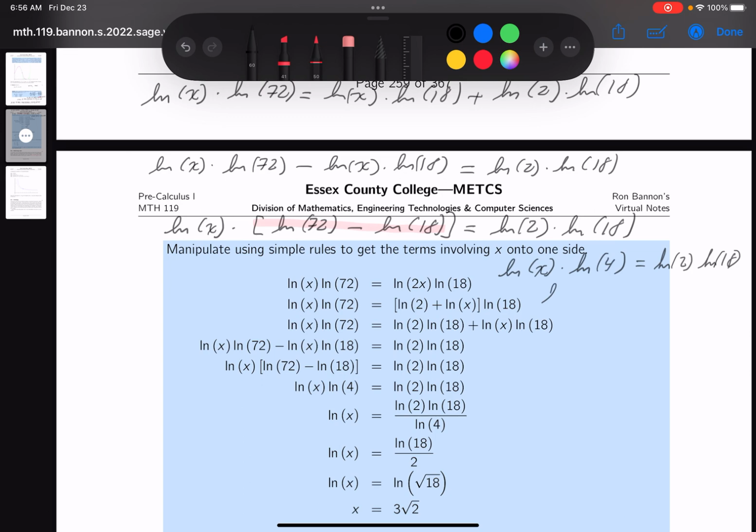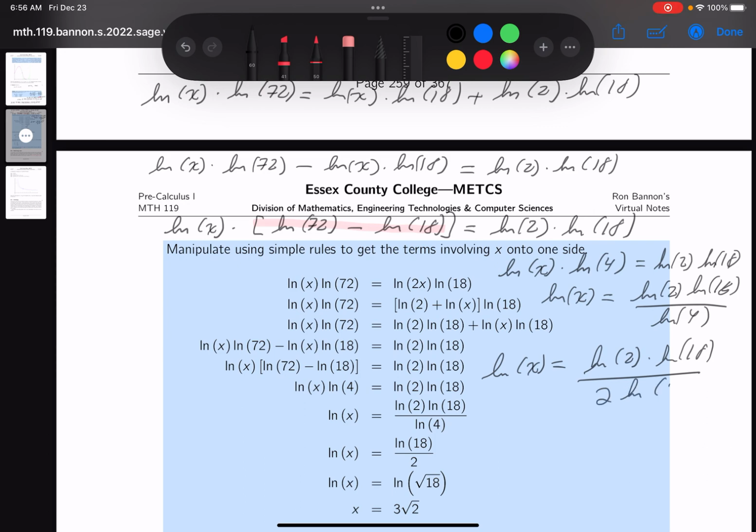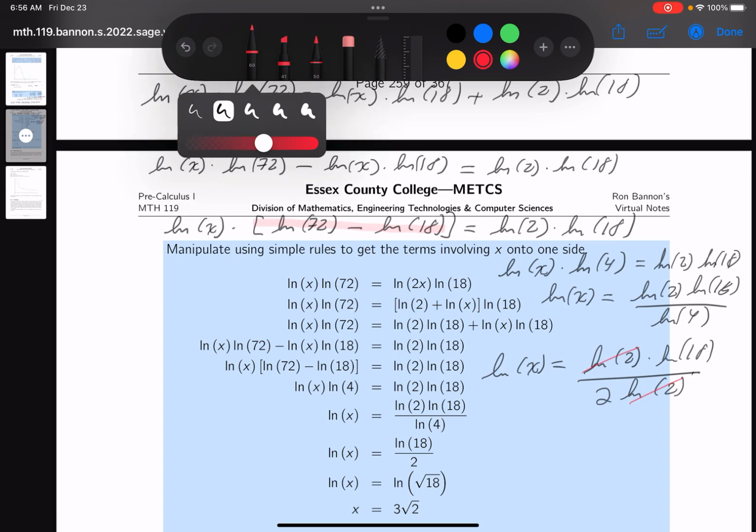Getting close. Natural log of x equals the natural log of 2, natural log of 18 over ln 4. All right, I'm going to simplify a little bit further, and you get the natural log of x equals ln 2, ln 18, and at the bottom, the natural log of 4 is just simply 2 log 2, natural log of 2. Well, natural log of 2 is not 0, so these are going to cancel off. And what do you get? You get something pretty simple.